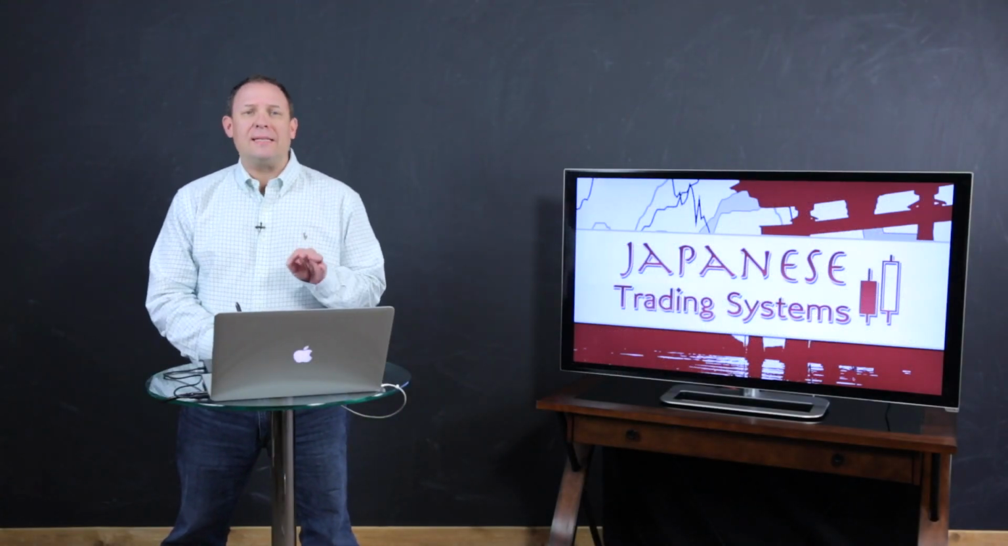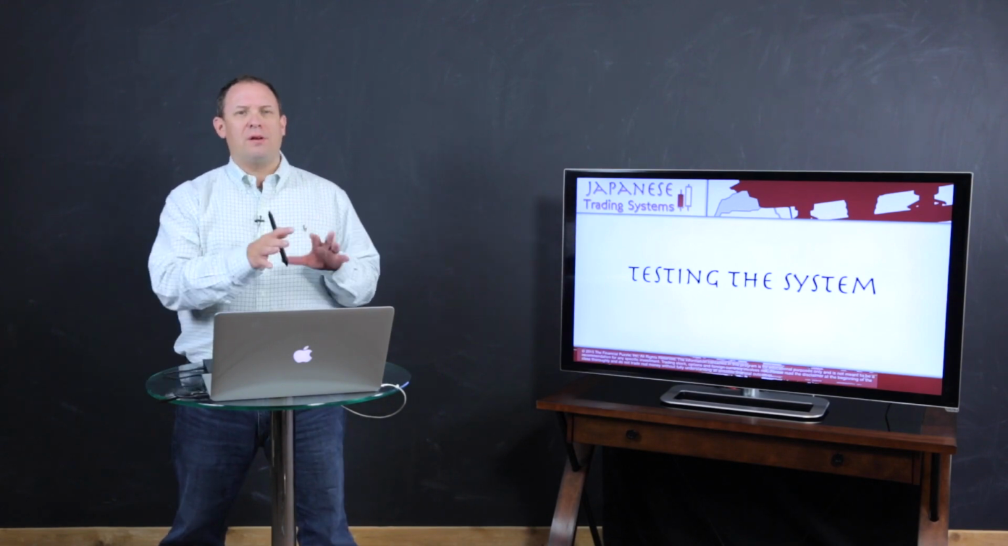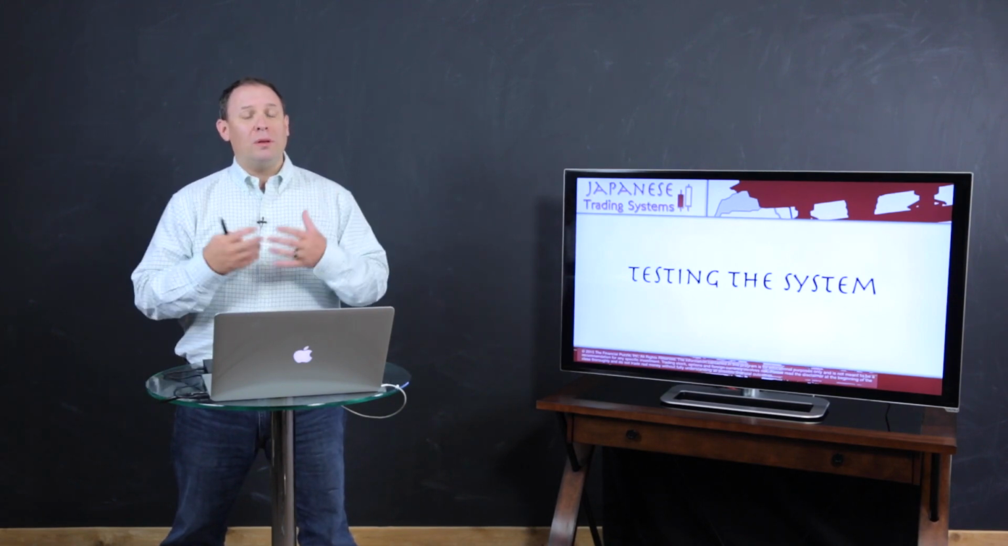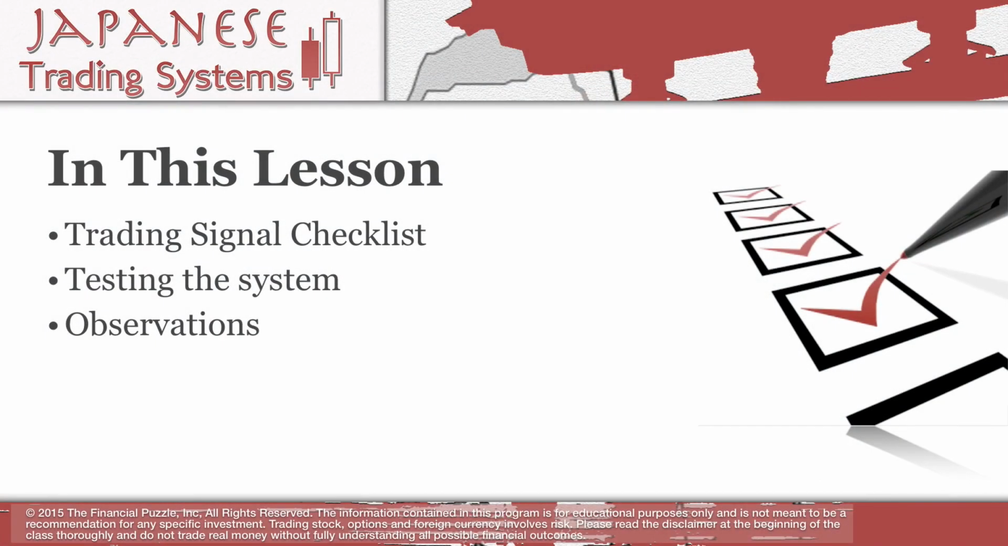We're getting into lesson number 3, which means we're going to take all those components that we started learning about in the last class, and start pulling them together and testing them and starting to prove that this stuff can actually work. So here's our agenda. We're going to go through a trading signal checklist. Then we're going to walk through testing the system, which is going to be more of the historical back trading, and then we'll make some observations at the end.